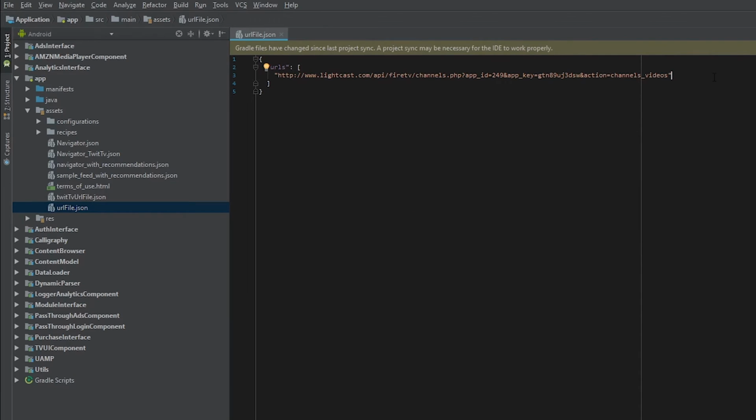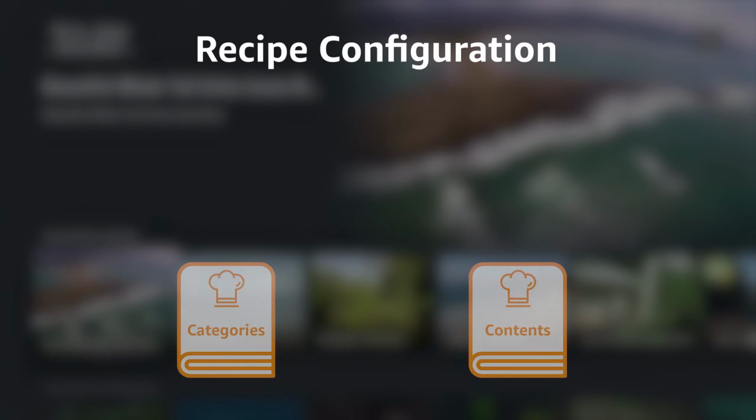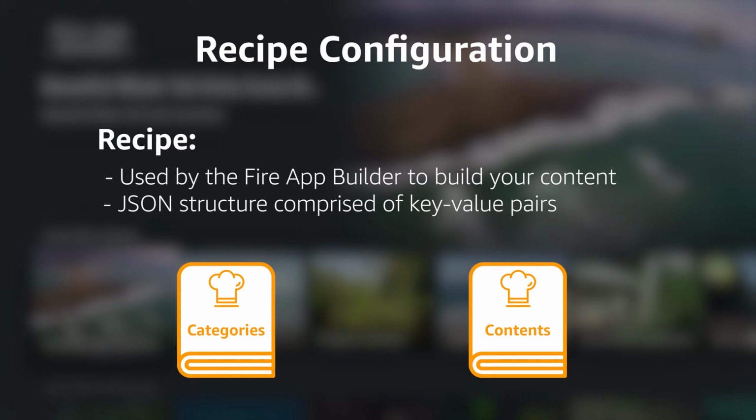Now that we have our media feed loaded, we need to configure two recipes for the Fire App Builder to use when pulling media categories and content from your feed. Recipes are just JSON files that contain settings in the form of key value pairs for the Fire App Builder project to use when building content. We'll first start with the categories recipe.